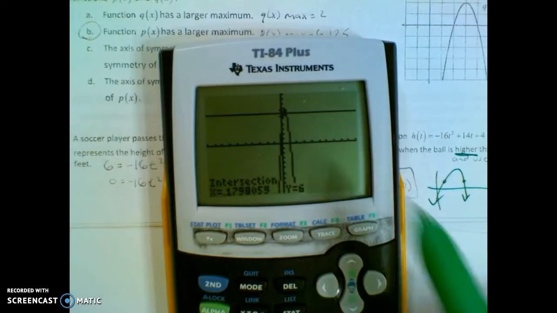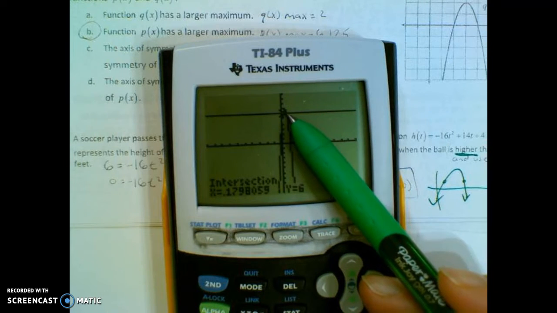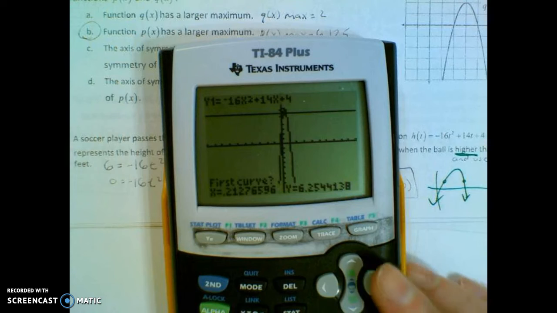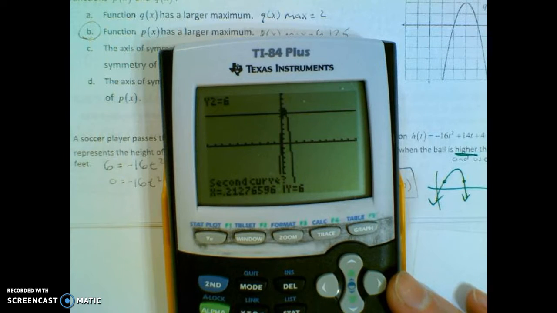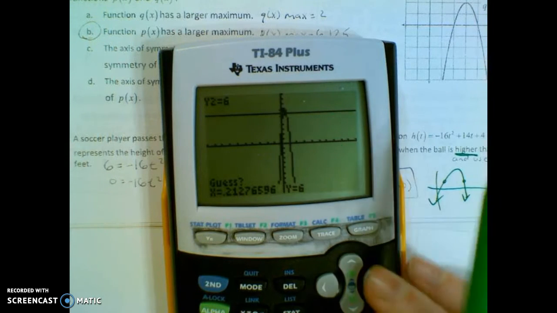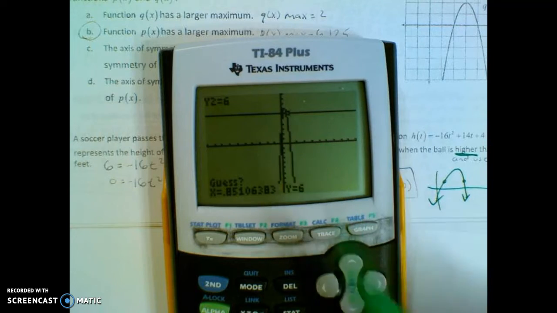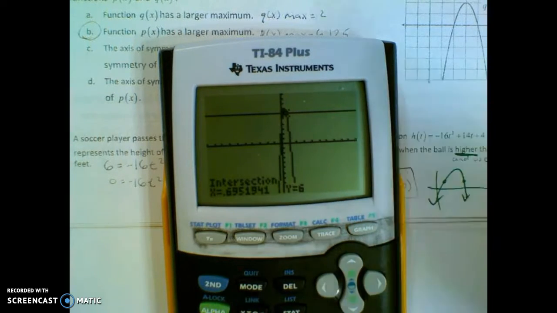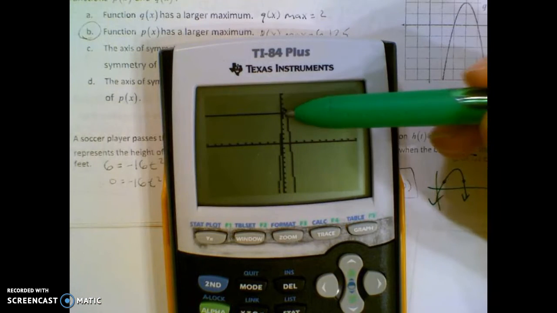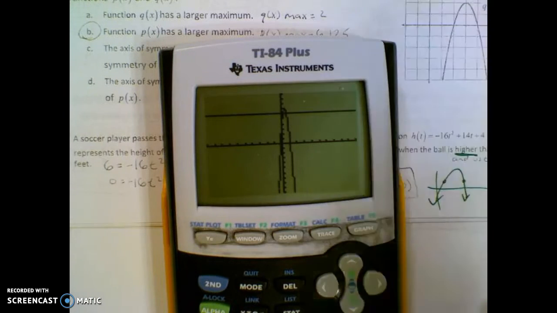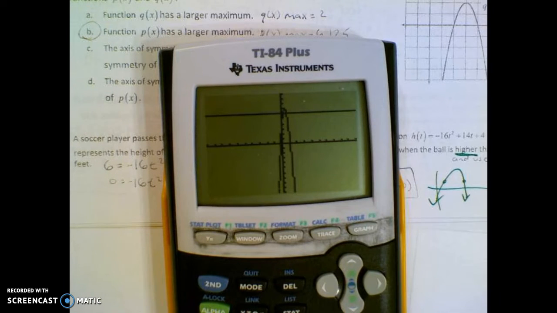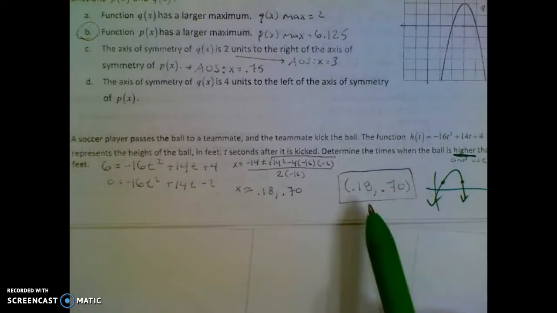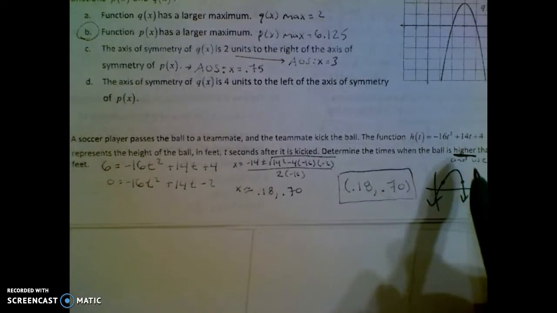So there's that first value. Then I'm going to find that second value, which is very, very close. I'm going to do the second trace, intersect again. First curve, press enter, second curve, press enter. And then for the guess, I'm going to go to the right a little bit, just so the calculator knows I'm doing the right one. And I'm going to get 0.695, which is 0.7. And if you just look at the graph, I can see that it's above for just a little bit. So when it is higher than 6, it is going to be between those 2 points, so between 0.18 and 0.7, because it was higher than.